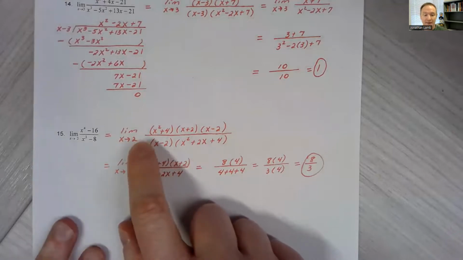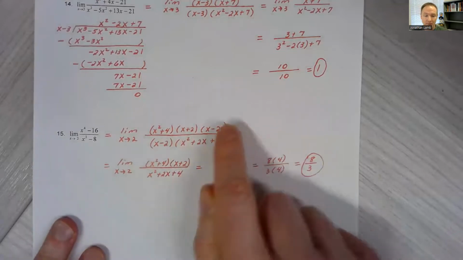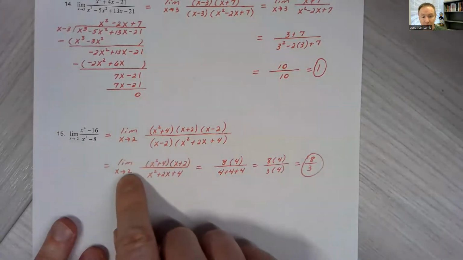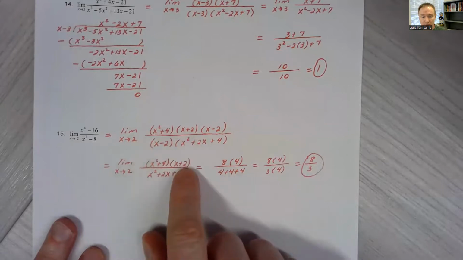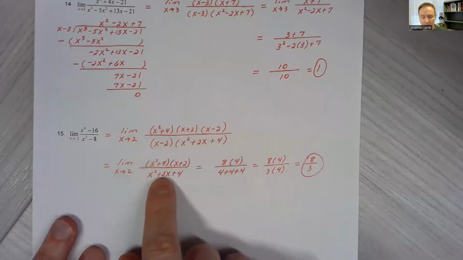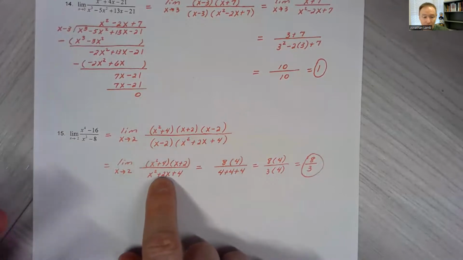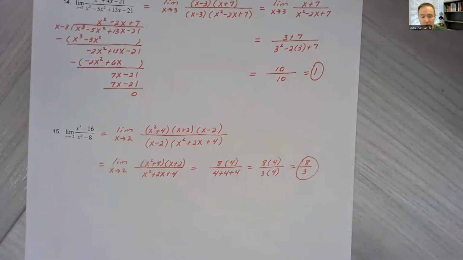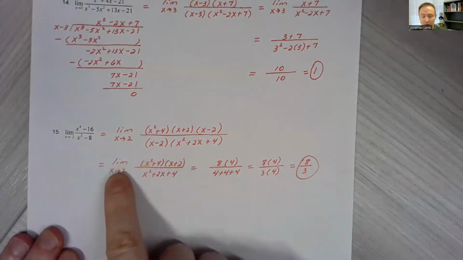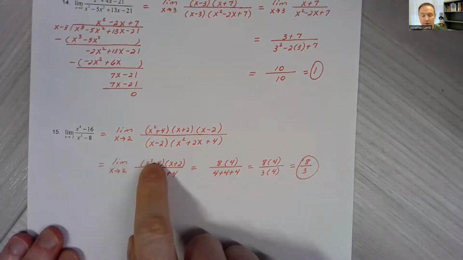Not surprisingly, that factor causing trouble can be canceled in the numerator and denominator, leaving me the limit as x approaches 2 of x squared plus 4 times x plus 2 over our trinomial remaining in the denominator. At that point, you're guaranteed you can go ahead and just plug a 2 in. So from this step to this step, we drop the limit notation, plug the 2 in for x.